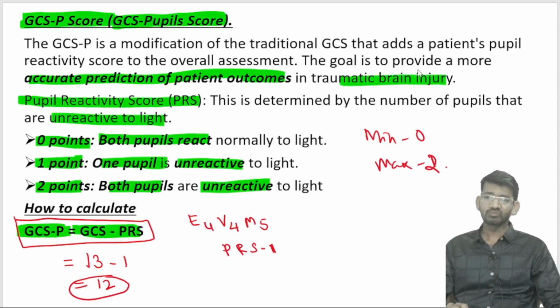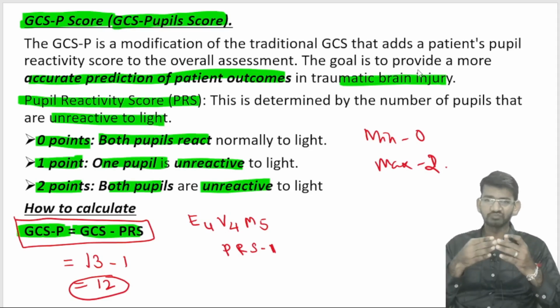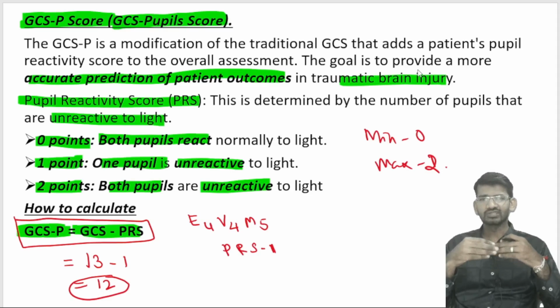So this is all about the GCS-P score. Nowadays questions are being asked on this concept. GCS is, as usual, a regular clinical assessment, but this is an update. We have to be updated with the changes to any concept or topic, so we also have to update ourselves according to recent updates. Remember, the GCS-P score is also an important topic. You may get a question on how to calculate the GCS-P, or what points are given based on the assessment of pupillary reactivity to light.